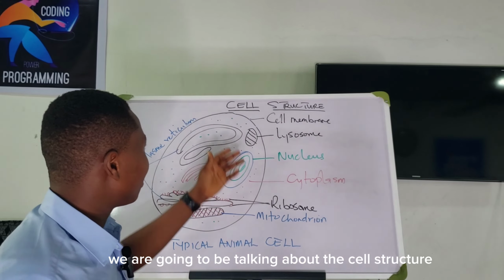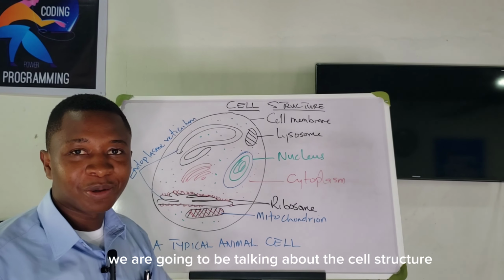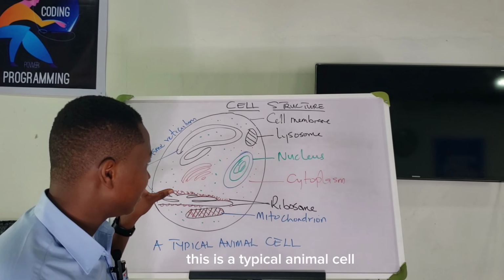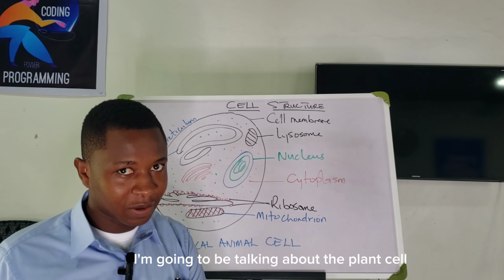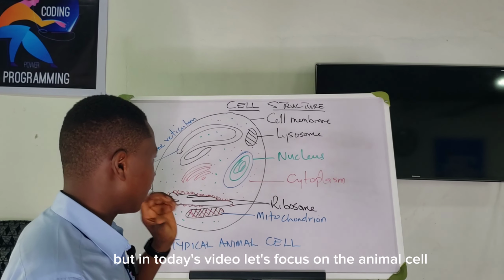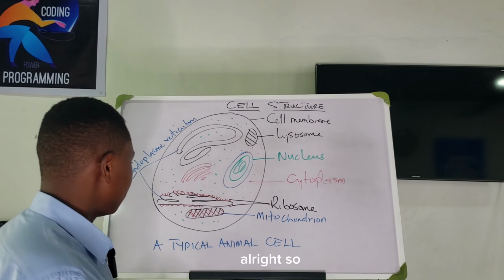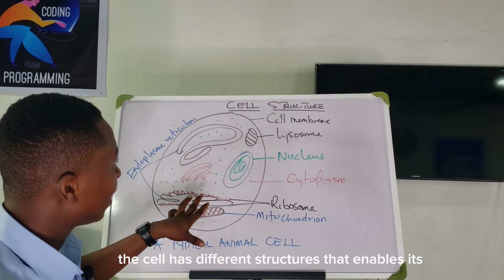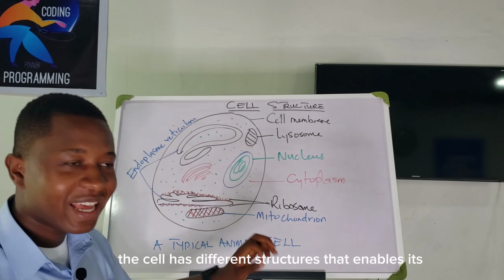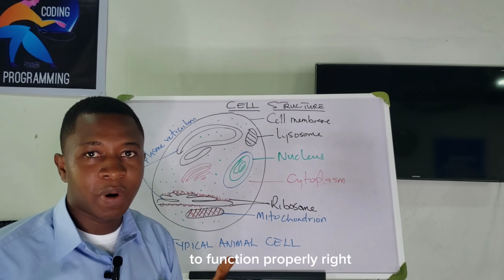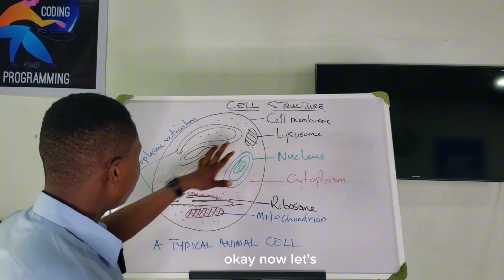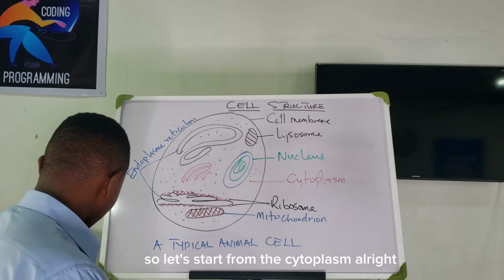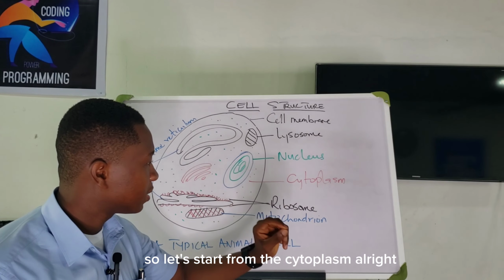So today we are going to be talking about the cell structure. As you can see on the board, this is a typical animal cell. In another video, we're going to be talking about the plant cell, but in today's video, let's focus on the animal cell. The cell has different structures that enable it to function properly. Now we are going to be looking at these structures one after the other, and we're going to be knowing their functions. So now let's start from the cytoplasm.